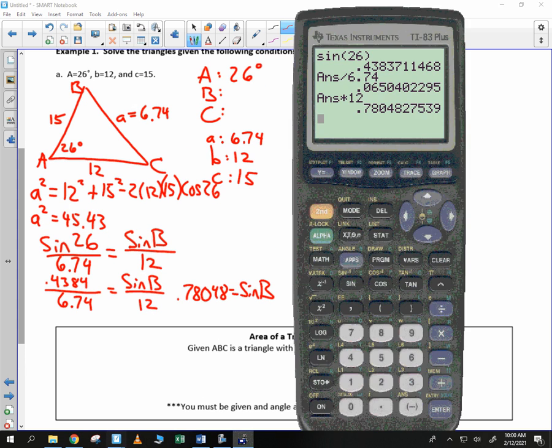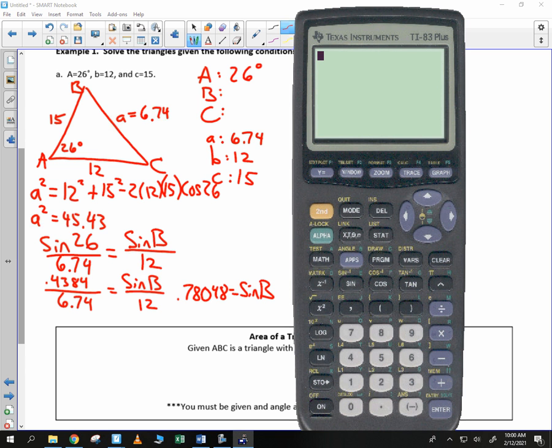So I go up here. And do you remember, if I'm trying to find an angle, what do I press on my calculator? I don't press sine, I press second sine. 0.78048, and I get 51.3.